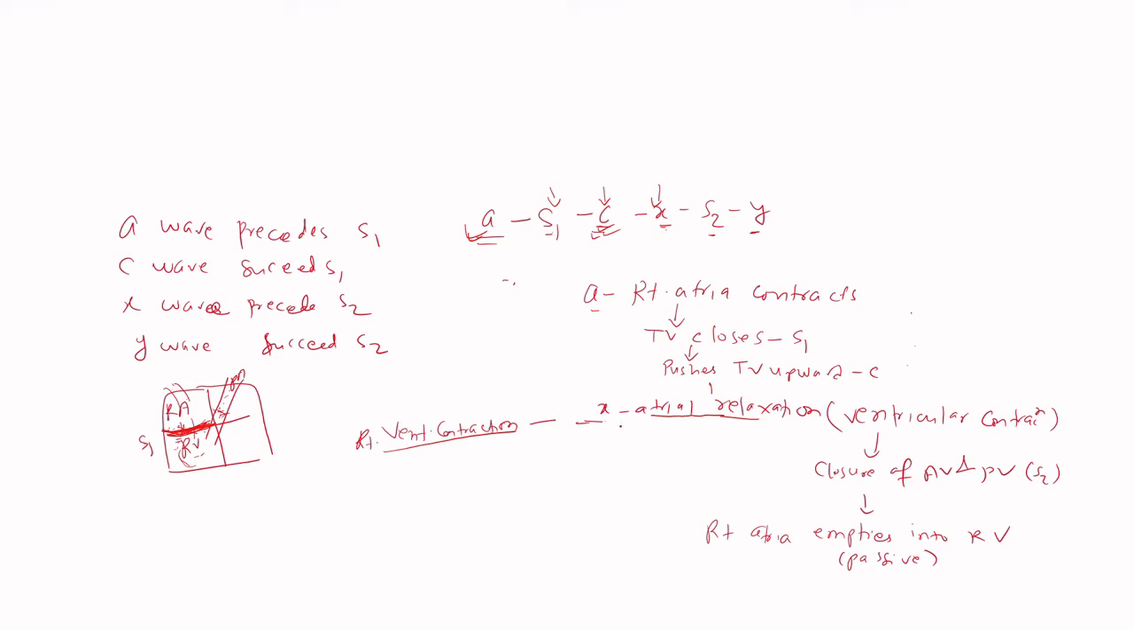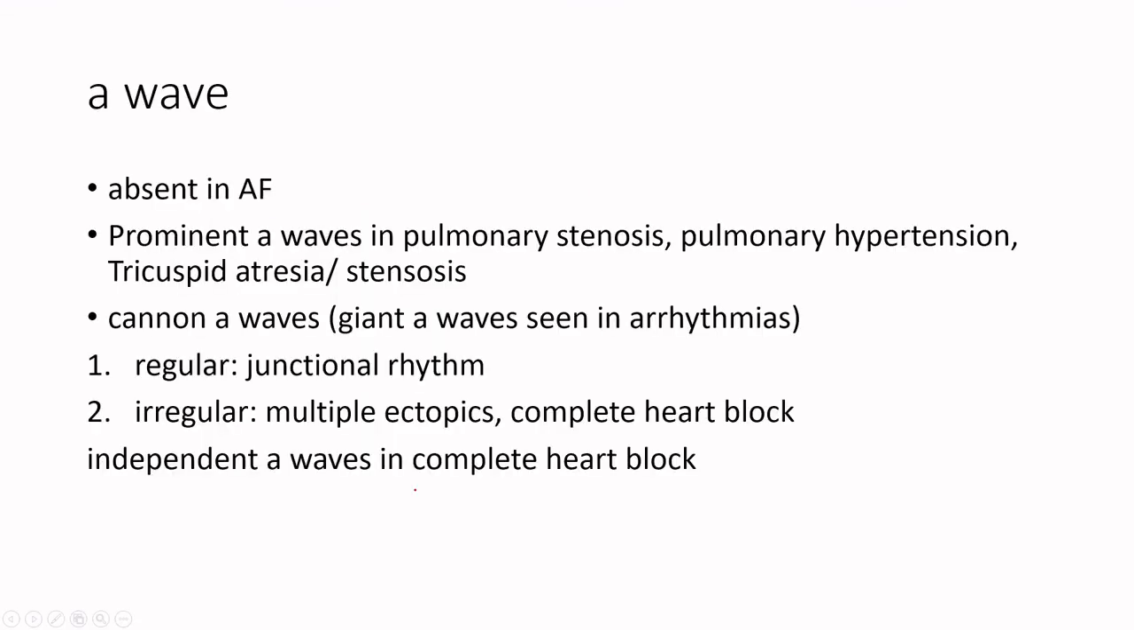After the ventricle contracts, blood is pushed into the pulmonary artery, and then closure of the pulmonary valve occurs, and that causes S2. After S2 occurs, the cycle begins again and atrial emptying occurs. The right atrium empties into the right ventricle, which is a passive process, and the Y wave occurs. So the cycle continues.